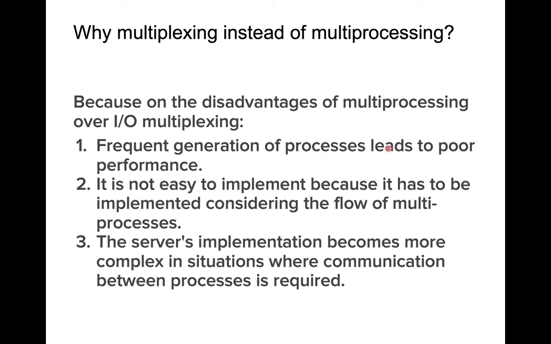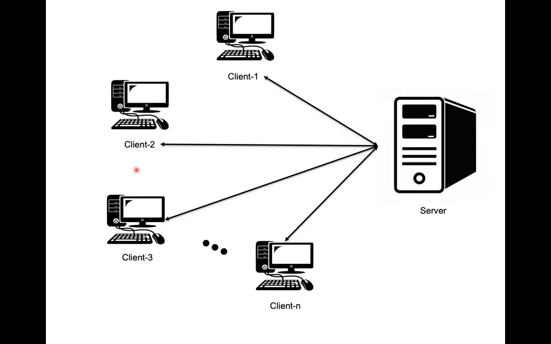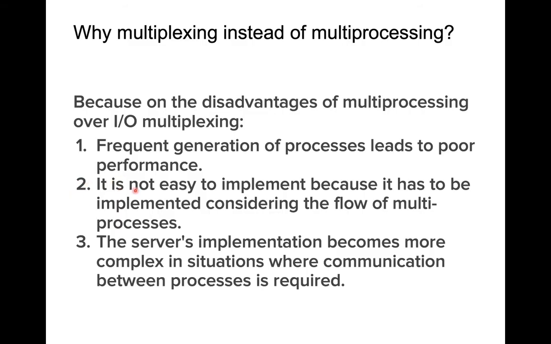Frequent generation of processes leads to poor performance. As I explained in this example, if a client is making a request to the server, the server creates a child process, and that child process deals with that client. If there are hundreds and thousands of clients, and hundreds and thousands of child processes are born in the server, then it will be messy for the server to sustain or support it. The second is that it is not easy to implement, because it has to be implemented considering the flow of multiple processes.